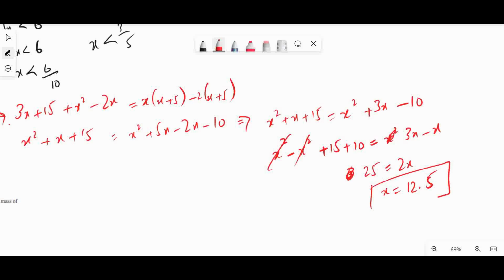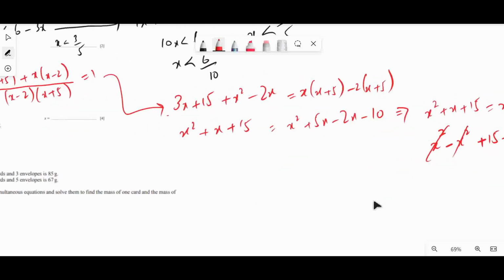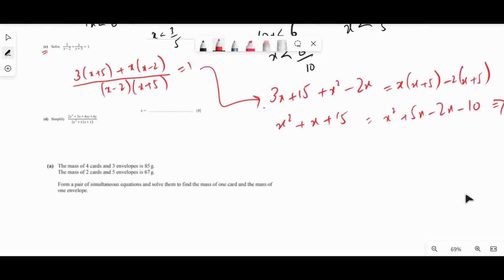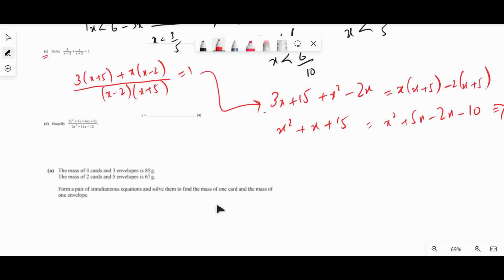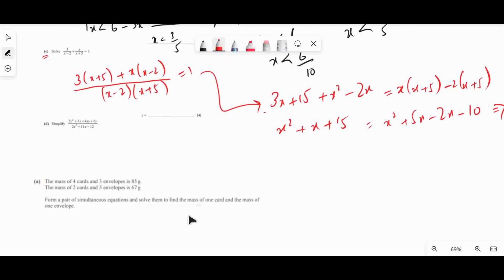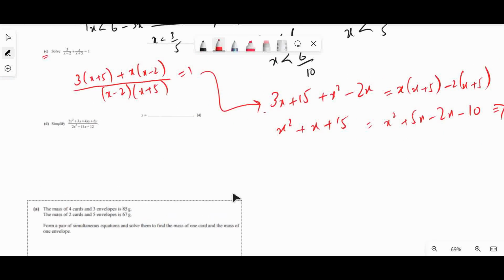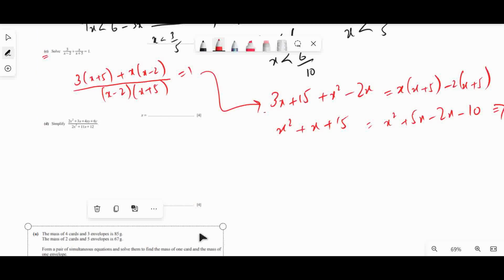So this will be the final answer. Let's move to the next part, the second part. Now in this one, we can clearly see, this is a 4 marks question. We need to simplify it.